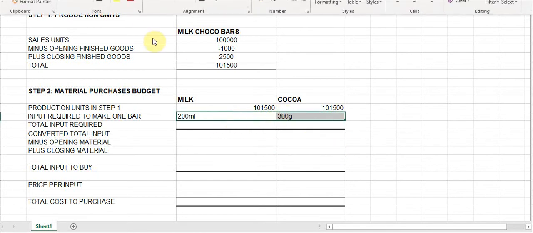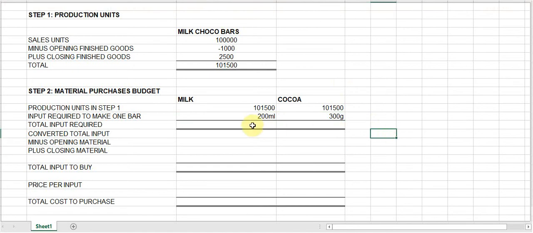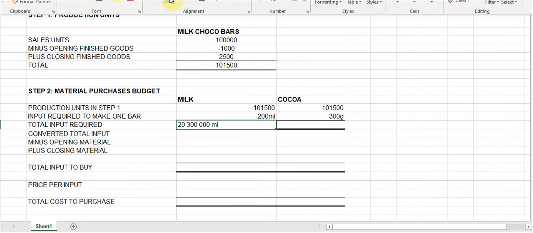I'm just making sure that everything is aligned, otherwise you can't read properly. If I now do the input total calculation, I need to multiply because I need enough 200 milliliters to make 101,500 bars. I need enough 300 grams to make 101,500 bars. So I need to go and multiply. I'm going to say I make 101,500 bars. I need to multiply that by 200 milliliters, and that gives us 20,300,000 milliliters.